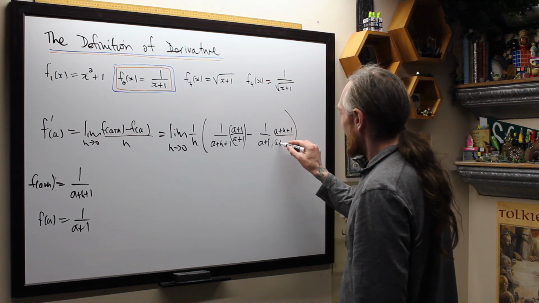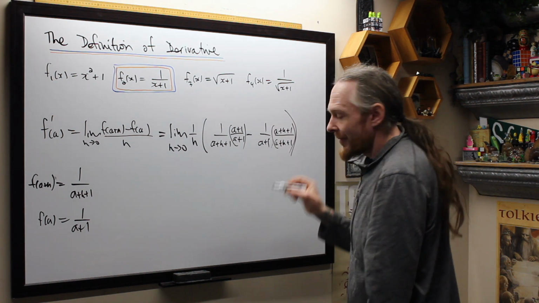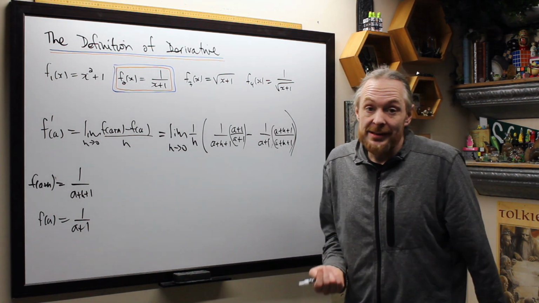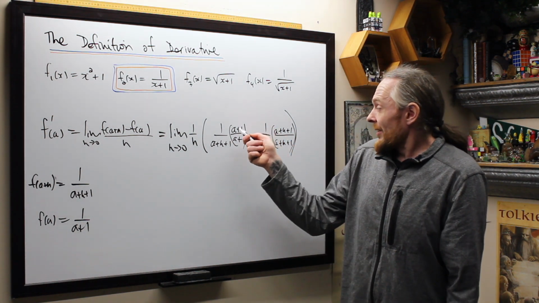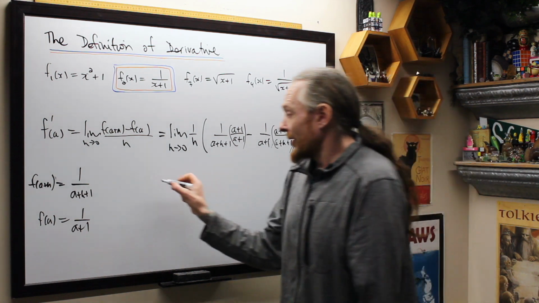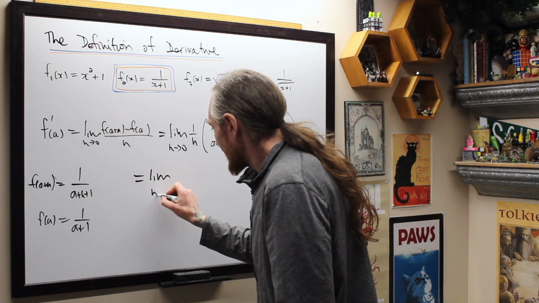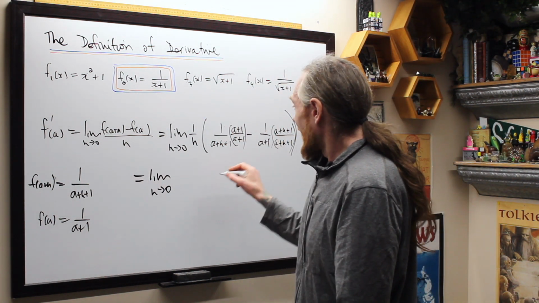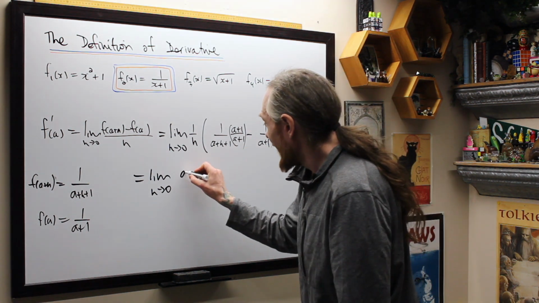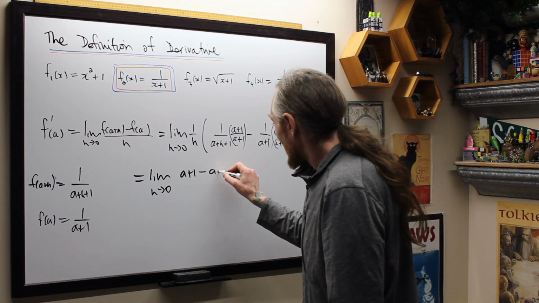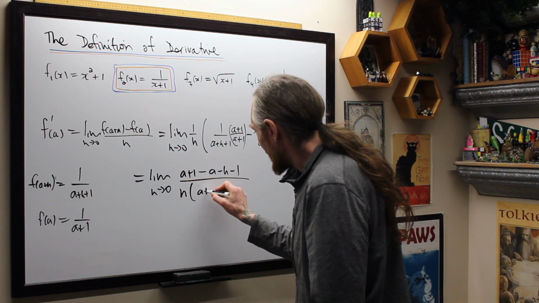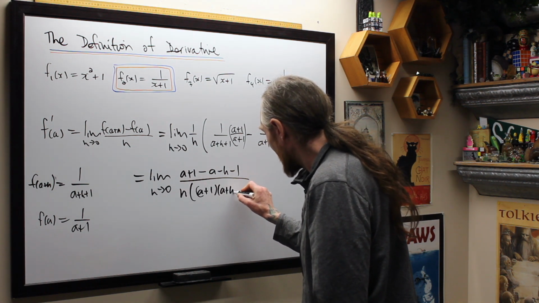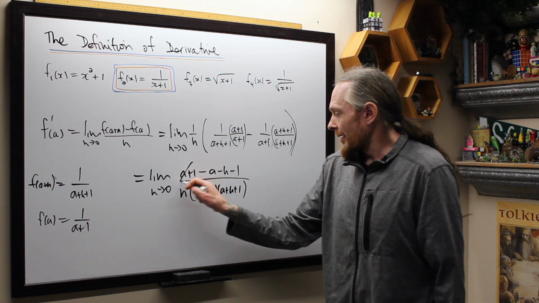I need to get a common denominator because I'm adding fractions. It doesn't matter what it looks like, the rule is the same. Now I have a common denominator, and I guarantee anything without an h on the top will cancel out. So this will give me the limit as h approaches 0 of, what do I have? On the top I have a plus h minus a minus h minus 1 over h times a plus 1 times a plus h plus 1. Cancel.